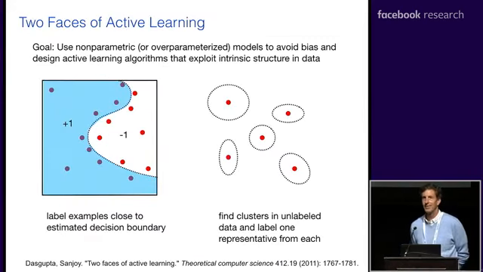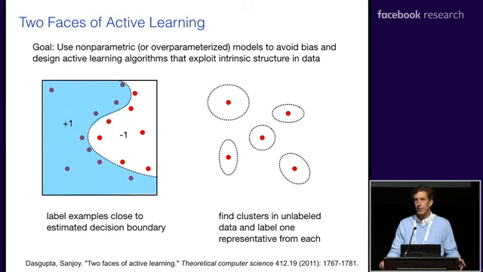Okay, so this is a term, it was actually the title of a paper by Sanjoy Dasgupta that I really like, two faces of active learning. And basically he was saying, here are the two things that we're generally trying to do. Either we want to label examples close to the decision boundary, we've talked a lot about that and saw a lot of pictures about that, or you might want to find clusters in your unlabeled data set and label representatives from each cluster, and that's kind of riffing on the heuristic or a possibility that maybe clusters of data reflect homogeneous sets of labeled examples.